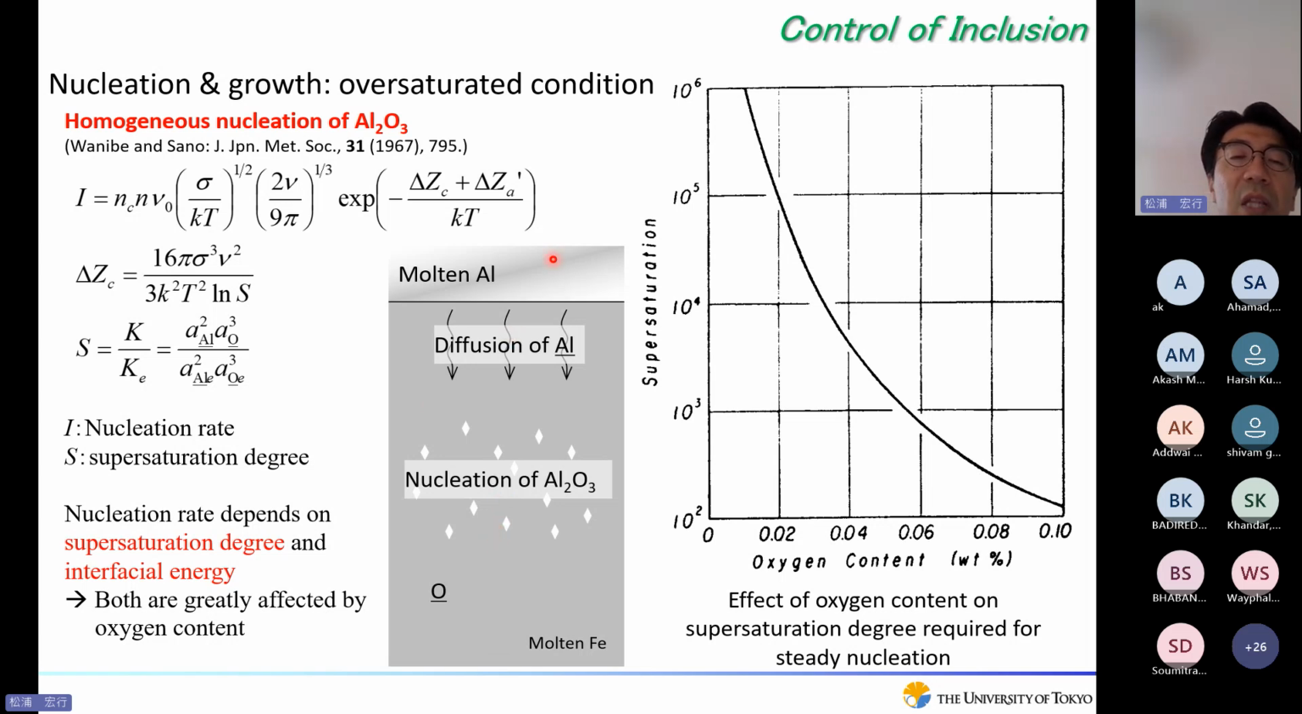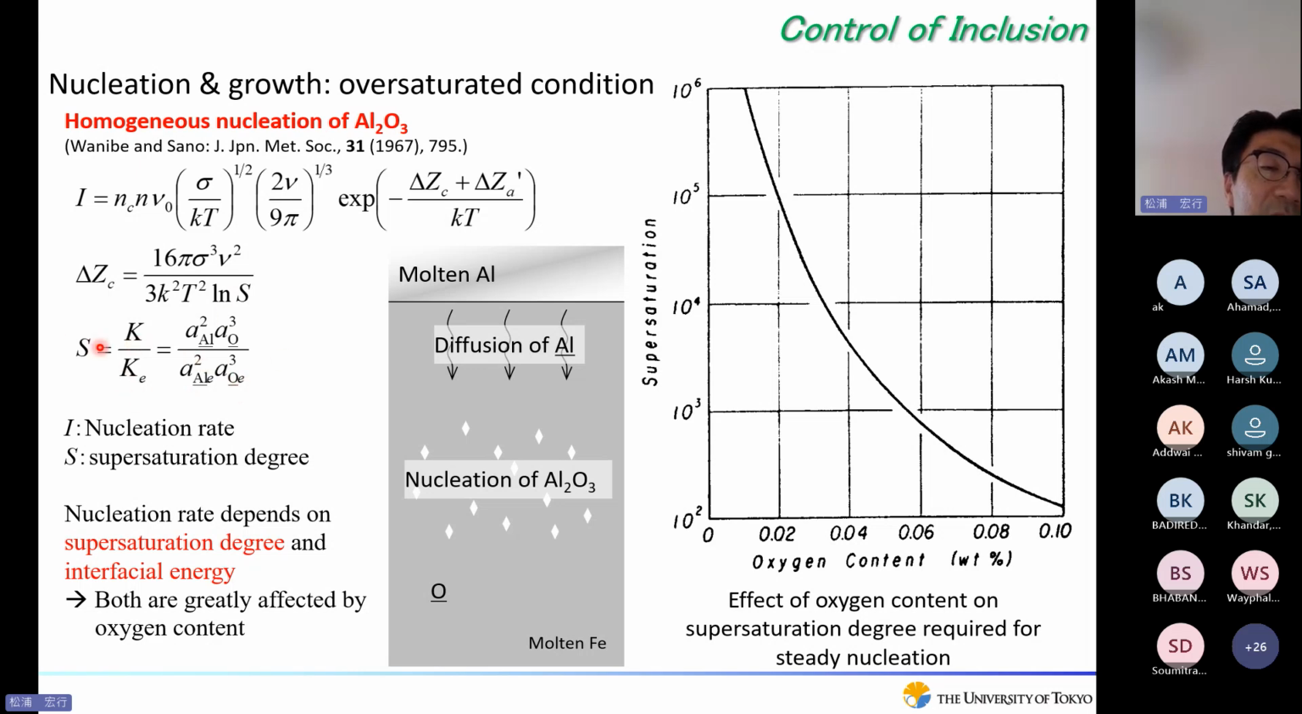With some theoretical analysis, they finally derived this equation to calculate the nucleation rate of alumina inclusions as a function of many parameters like this. So the nucleation rate can be expressed by this equation. And they also studied the supersaturation degree.